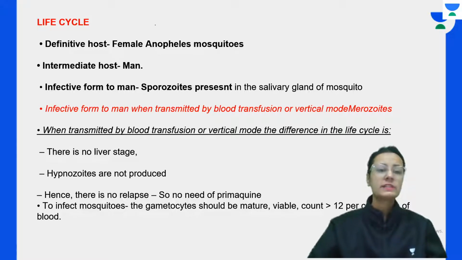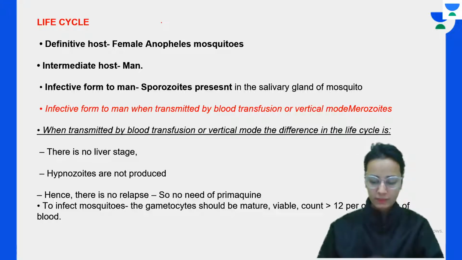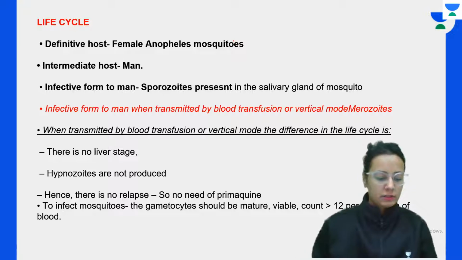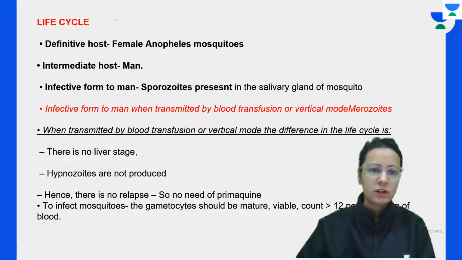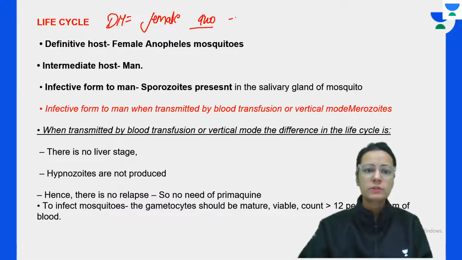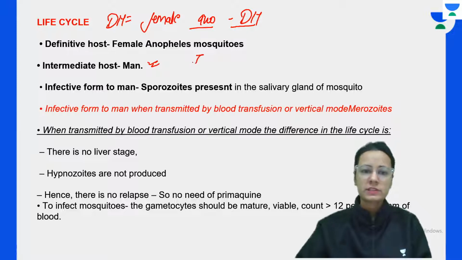Okay, so we will now start with the Plasmodium. Starting with the life cycle, the definitive host for the Plasmodium is the female Anopheles mosquito, where the sexual cycle is completed. The intermediate host is man. And what is the infective form? The infective forms are the sporozoites that are present in the salivary glands of the mosquito.